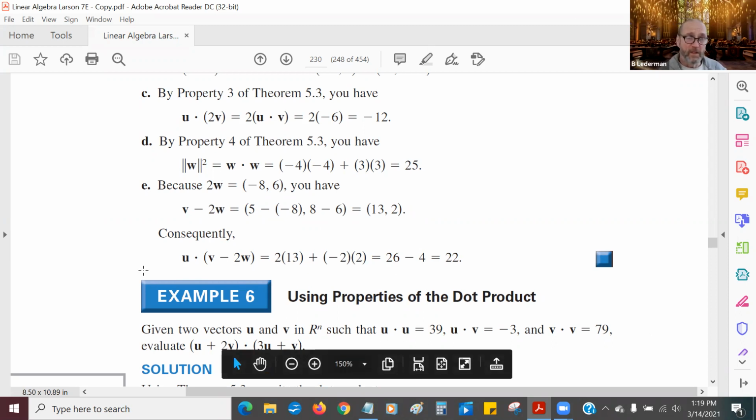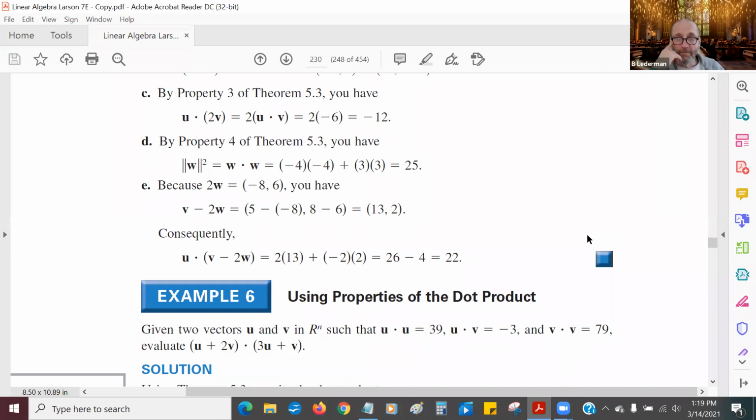Oh, we see it right down here. Here we go. Given 2 vectors u and v in Rn, so that u dot u equals 39, and u dot v equals negative 3, and v dot v equals 79, evaluate u plus 2v dot 3u plus v. And notice here that they never gave you, they're not telling you what the vectors are. They're just telling you a couple of products.